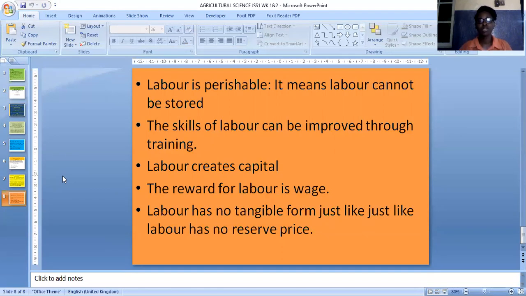We've talked about labor, we've discussed the types of labor, and we also discussed the characteristics of labor. I know that you'll be able to go through your notes and be able to define land, uses of land, characteristics of land, and also define labor, types of labor, and characteristics of labor. We have come to the end of today's class.